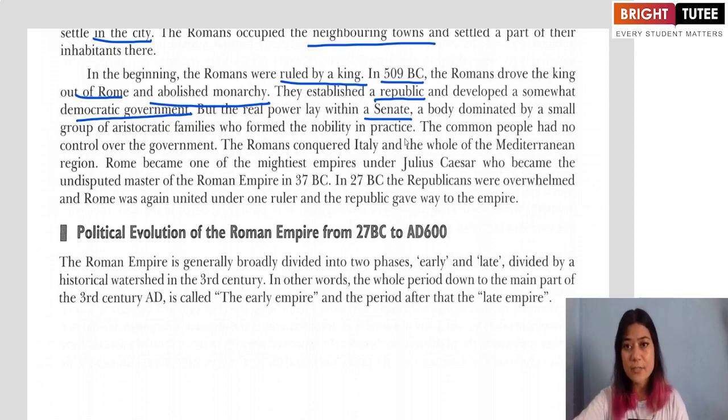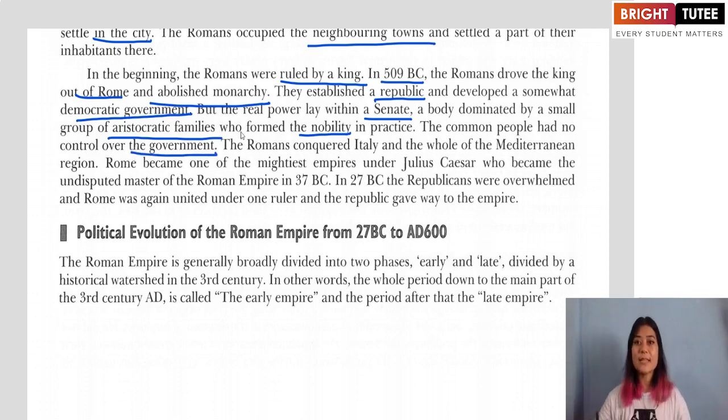Now this Senate was a body formed by a group of people who came from aristocratic families. They came from very rich, wealthy and powerful families. So they were part of the nobility. Now the common people, as you can see, had no control over the government. It was said that the people could elect their leader, but it was the Senate which did almost all the ruling and controlling and also selection of the ruler. So the common people had no role to play in the government. The main role was played by the Senate, which was a group of influential, wealthy aristocrats.